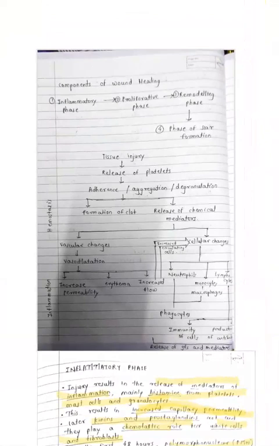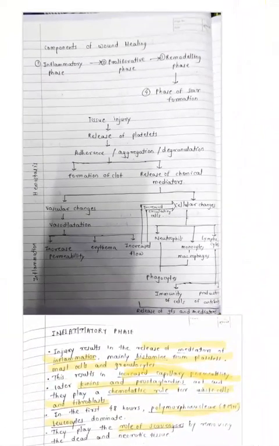In the first 48 hours, polymorphonuclear leukocytes will predominate. They will play the role of scavenger. They will eat all the dead and necrotic debris, and they will clear the infection. They will try to make the wound clean and uncontaminated. After the phase of inflammation, there will be the phase of proliferation.